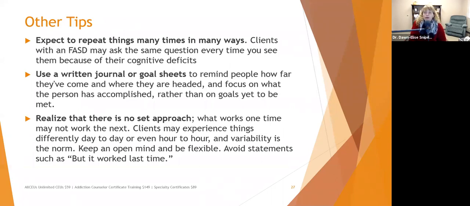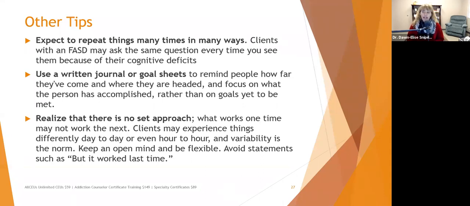Other tips: expect to repeat things many times in many ways. They may ask the same question every time you see them because of their cognitive deficits, because they're not remembering, or they're not able to connect the dots or generalize that, okay, that was the way it was Tuesday, and that's the way it still is. Use a written journal or goal sheets. A lot of times that we write, but for a higher functioning person with FASD, they can write it, to remind people how far they've come and where they're headed, and to focus on what they've accomplished rather than on the goals they haven't met. So let's look how far you've come. Let's look at what you're doing today that you weren't able to do a month ago. Or let's look at all the things that you accomplished in school this past week or month. So focus on the accomplishments.